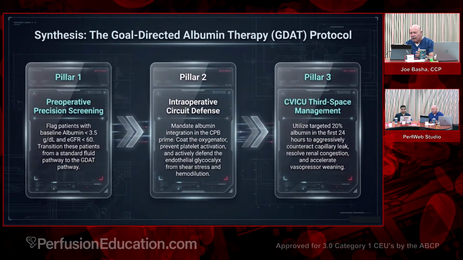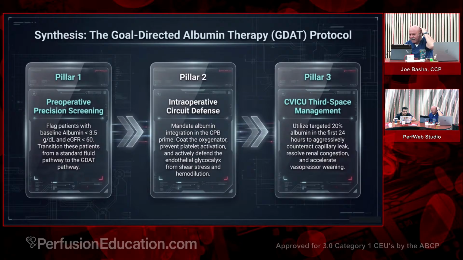Yes. So in the goal-directed therapy protocol, preoperative precision screening, an albumin level of less than 3.5 is not desirable. With a GFR under 60, you should really be thinking about using more albumin. Intraoperative circuit defense mandates albumin integration into the CPB. It coats the oxygenator, prevents platelet activation, and actively defends the endothelial glycocalyx from shear stress and hemodilution, because shooting really diluted blood into the glycocalyx is very deleterious. It just washes it off. You really need that protein barrier.